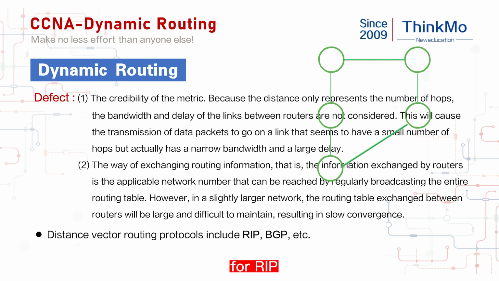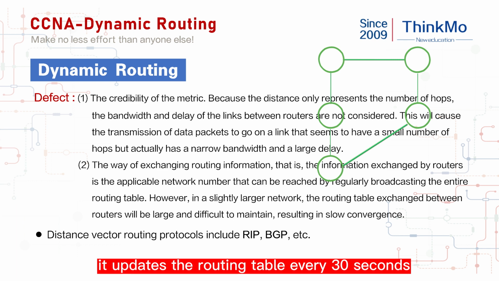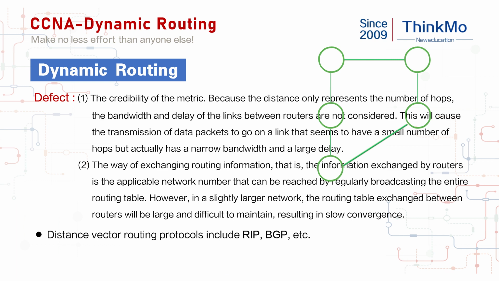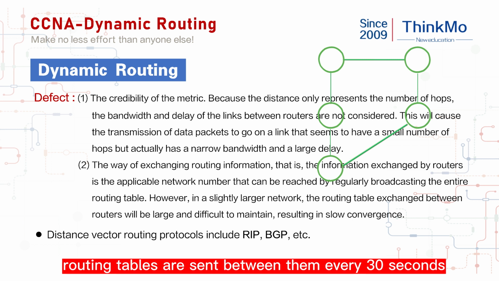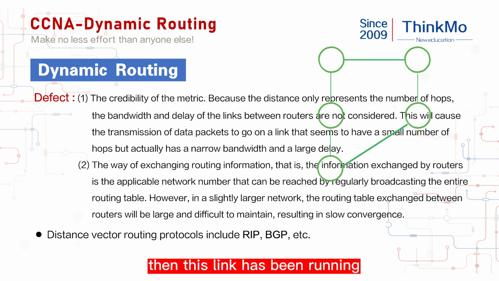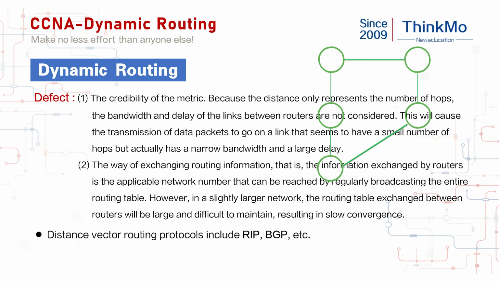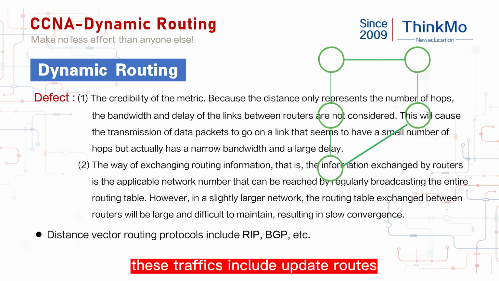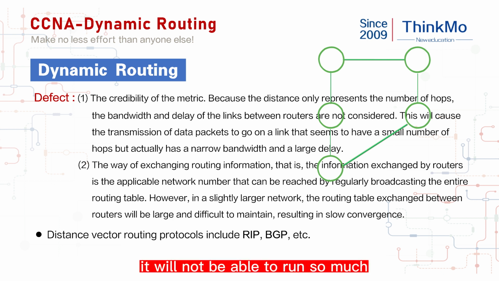For RIP, it updates the routing table every 30 seconds. On this link, routing tables are sent between them every 30 seconds. Then this link has been running, used to maintain the neighbor relationship. These traffics include update routes. It will not be able to run so much normal business traffic.